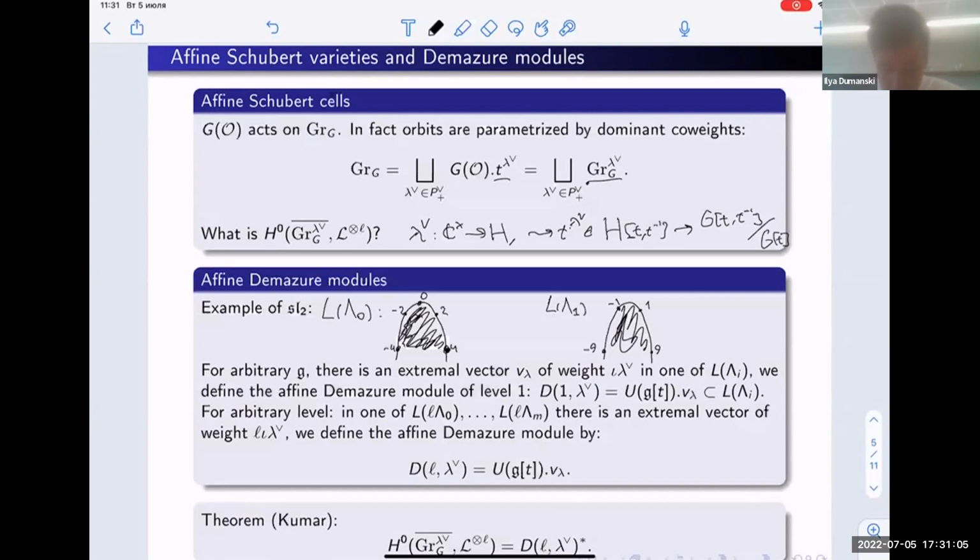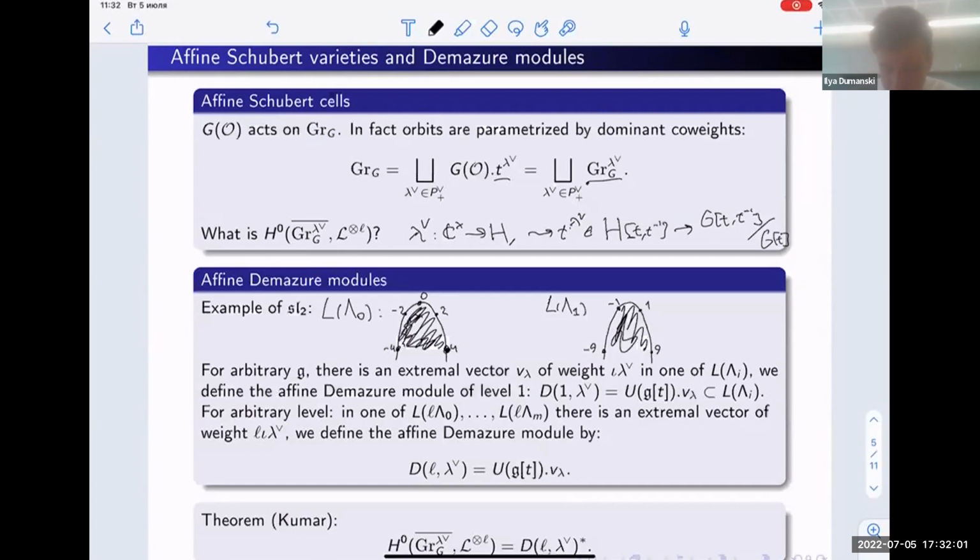Let me make a remark that generally affine Demazure modules need not be G of T modules. They are defined as modules over the affine Borel subalgebra, which is also called the Iwahori subalgebra, and it differs from G of T by a finite dimensional piece. But since we are dealing with the affine Grassmannian, not the affine flag variety, we need only G-stable Demazure modules, so they in fact will be G of T modules. For simplicity, we define only these spherical Demazure modules corresponding to spherical Schubert varieties.